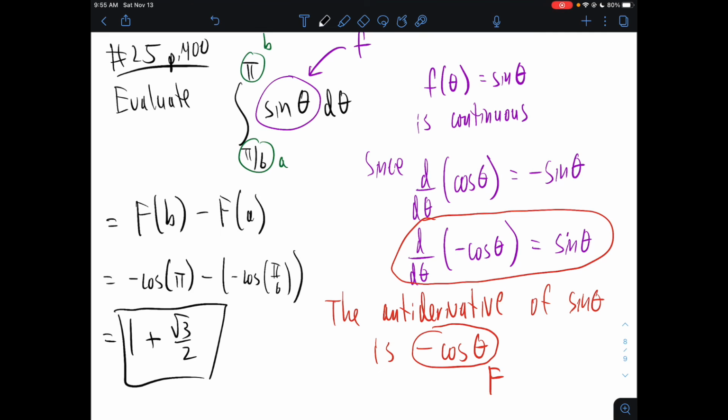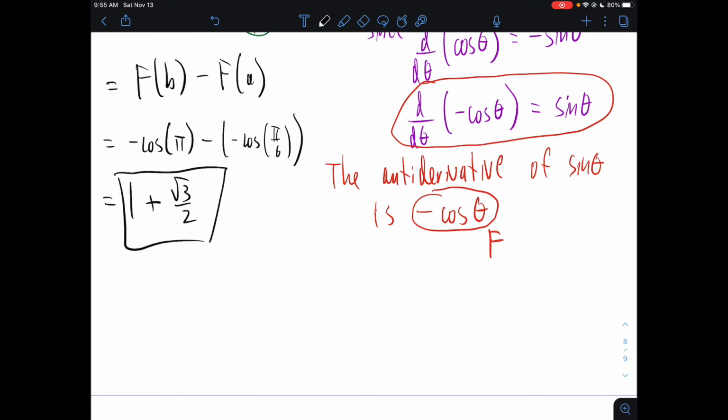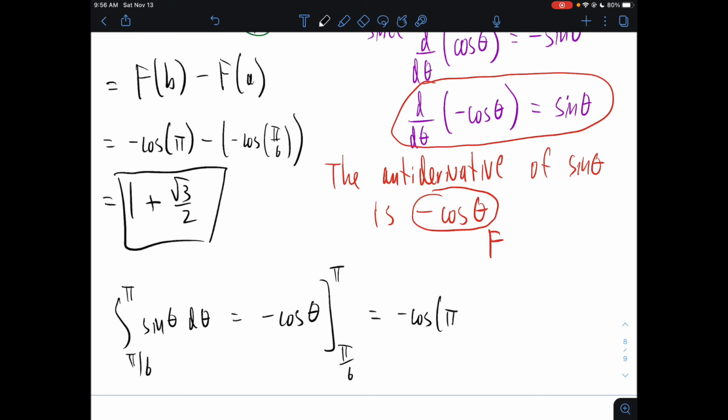So there is some other notation you can use instead of writing down capital F and all of that. If you know what the antiderivative is, you could also, for this example, since we knew that the negative cosine theta is the antiderivative, and then I'm going to evaluate that at pi over 6 and pi. That's a notational way of writing that, but you still have to get to negative cosine of pi. That's the upper limit of integration, minus negative cosine of pi over 6. That's the lower limit of integration.